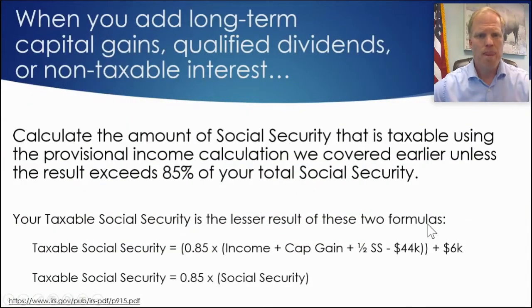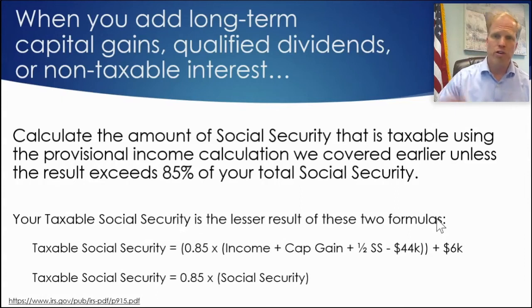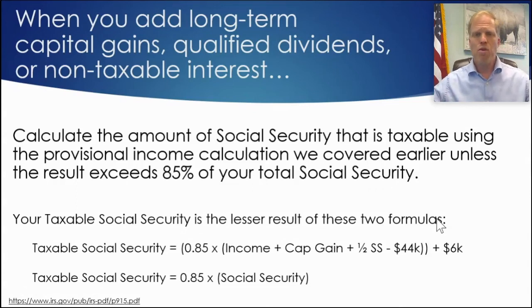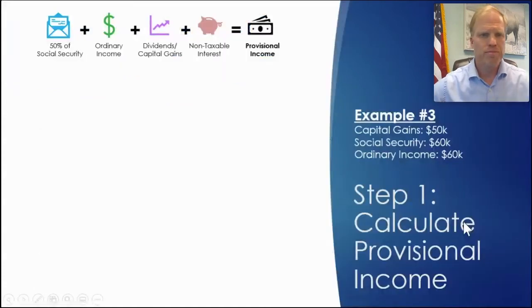The synopsis of this slide is never forget that even if the provisional income calculation ends up saying, hey, you have to pay taxes on like all of your income and all of your Social Security, the formula is a little more discreet than that. And it says you're going to do the provisional income calculation and you're going to multiply your Social Security by 85%. Whichever one is lower is the amount of your Social Security that's taxable.